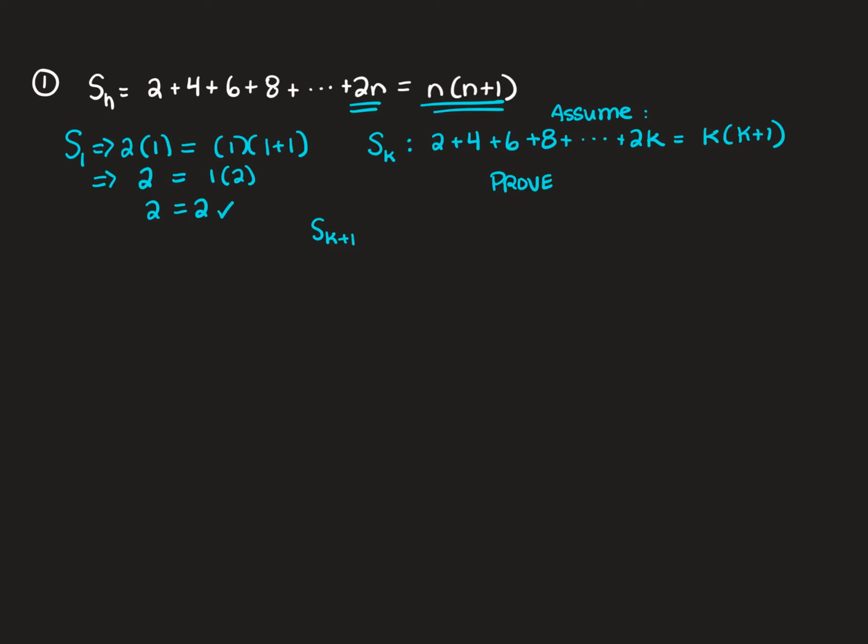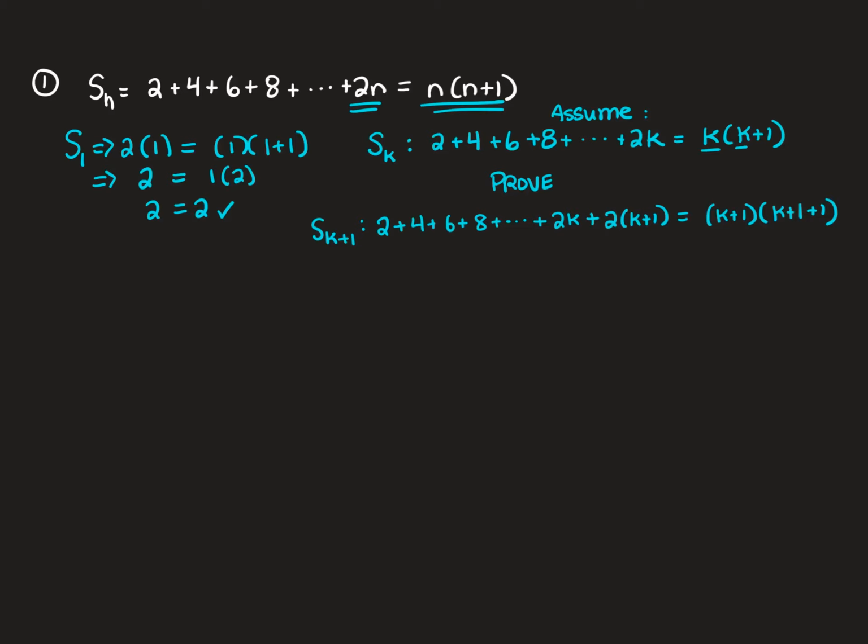So that means, again, we're going to take 2 plus 4 plus 6 plus 8 all the way up to 2k, and then we say, all right, now go to the next term, so make that 2 times k plus 1, equals, and then wherever we see k here, we're going to replace it with k plus 1. So I would have k plus 1 times k plus 1 plus 1. Now, my job is to show that the left side of this equal sign and the right side of this equal sign will simplify to be the same thing.